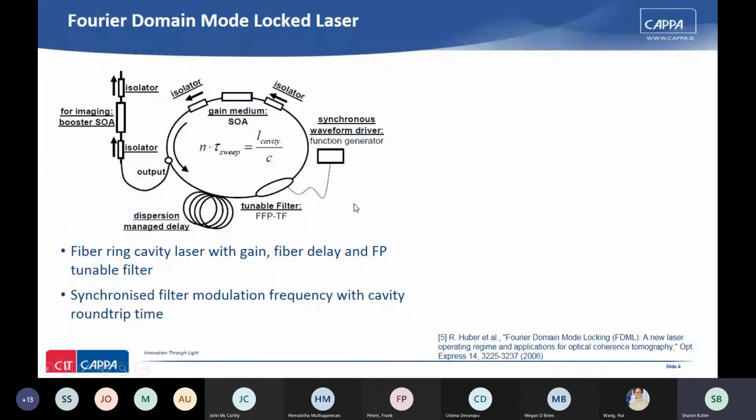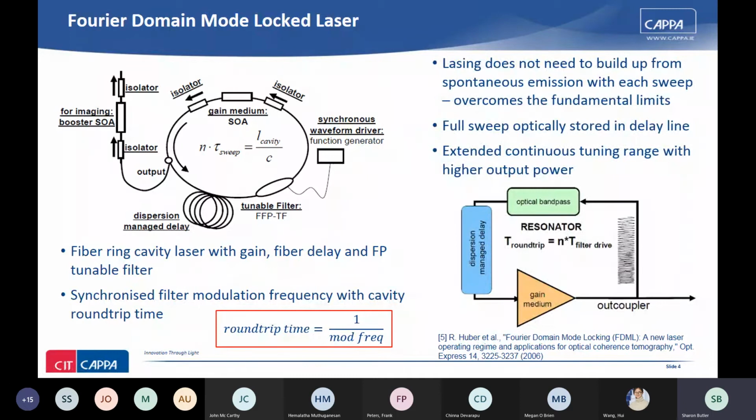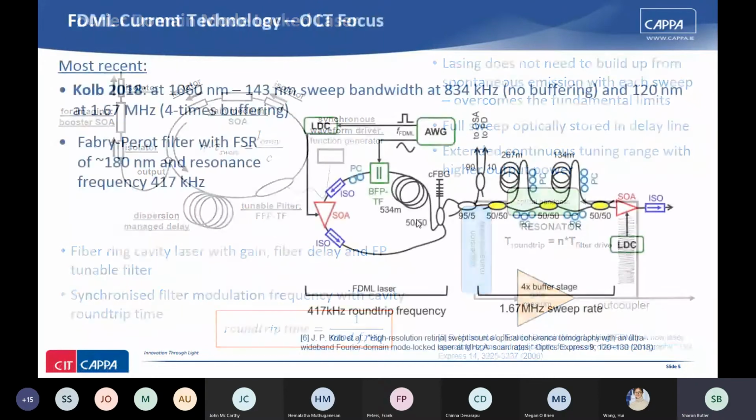So those limitations were overcome with the introduction of the Fourier Domain Mode Locked laser, and that's a type of ring cavity laser. It has a gain medium and a tunable Fabry-Perot filter with the addition of a delay line placed in the cavity. And the idea is to synchronize the filter modulation with the round trip time of the light in the cavity. So in other words, the round trip time will equal 1 over the modulation frequency of the filter. And that overcomes the fundamental limits then, because lasing doesn't have to build up from spontaneous emission with each sweep. A full sweep is optically stored in the delay line. So it allows for extended continuous tuning range while maintaining high output power.